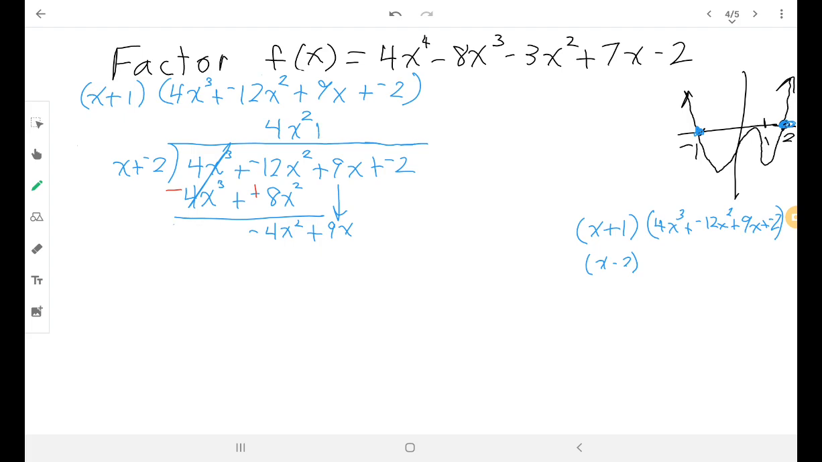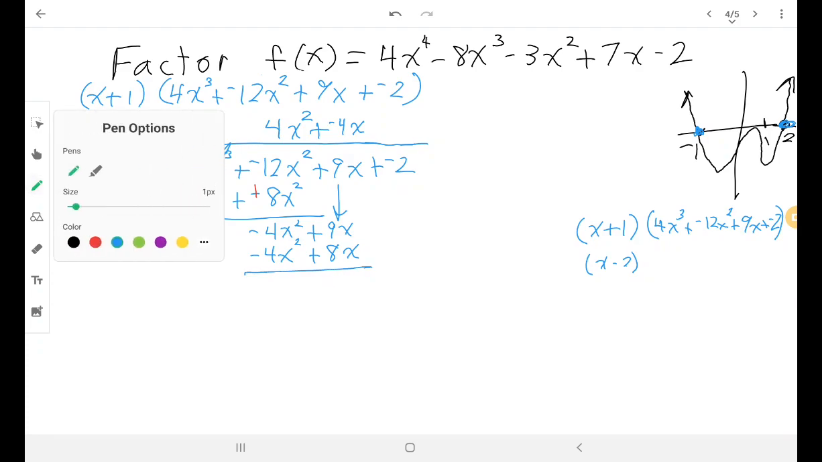And then put a plus up here and start over. What are you going to multiply by this to make that? And now the answer is negative 4x. Now you got to distribute that negative 4x. Negative 4x times x is negative 4x squared, plus negative 4x times negative 2 is positive 8x, because a negative times a negative is positive.